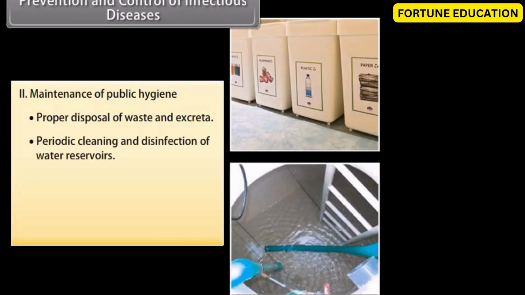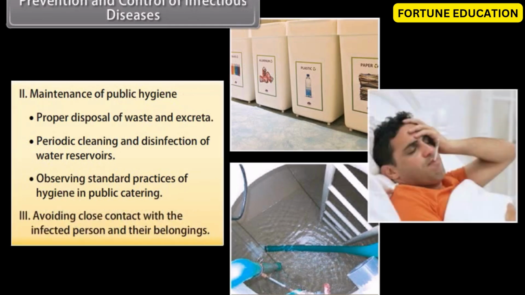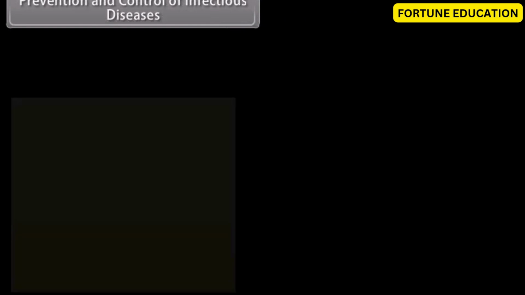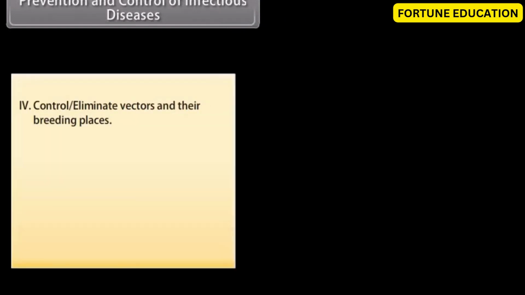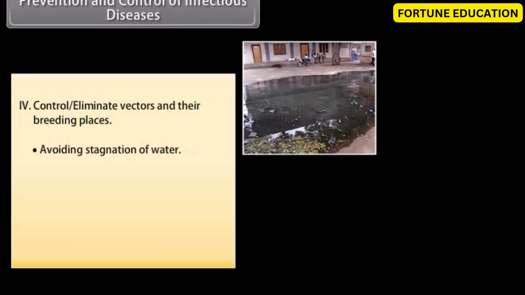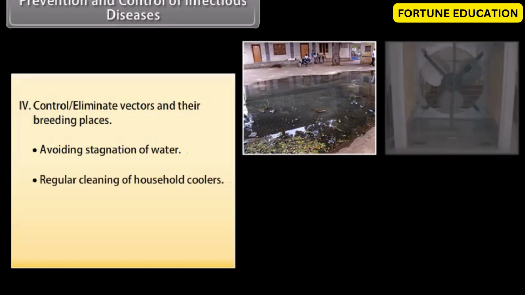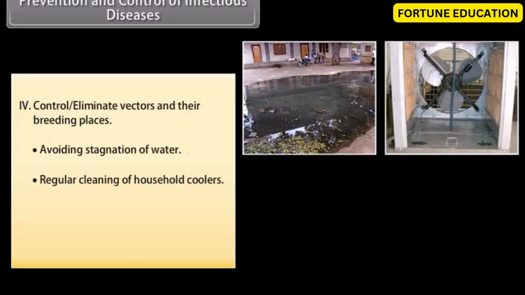Maintenance of public hygiene. Proper disposal of waste and excreta. Periodic cleaning and disinfection of water reservoirs. Observing standard practices of hygiene in public catering. Avoiding close contact with the infected person and their belongings. Control, eliminate vectors and their breeding places. Avoid stagnation of water. Regular cleaning of household coolers.